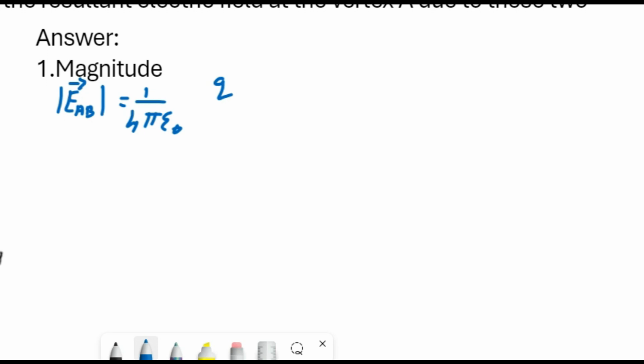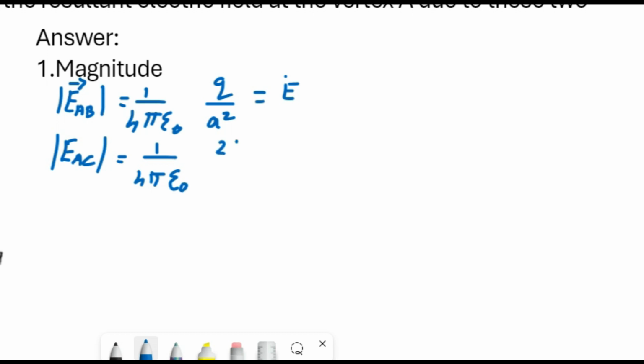So the first thing is we are going to find the magnitude of EAB, that is due to the positive plus q. So the equation will be 1 by 4 pi epsilon 0 q by a square. Correct? That is actually equal to the letter E, we can say, representing electric field. Next we want to find the magnitude of EAC, that is the electric field due to minus 2q. Because we are writing the magnitude, that will be equal to 1 by 4 pi epsilon 0. We will not write minus 2q, okay?